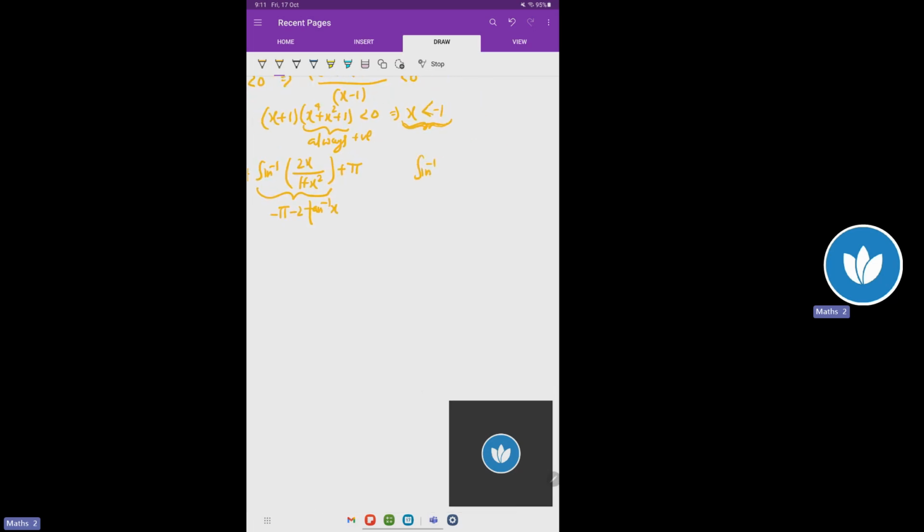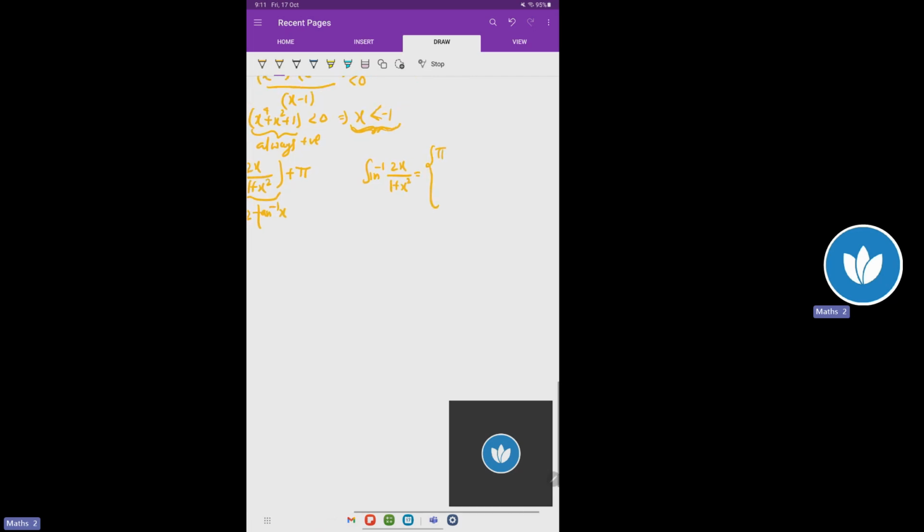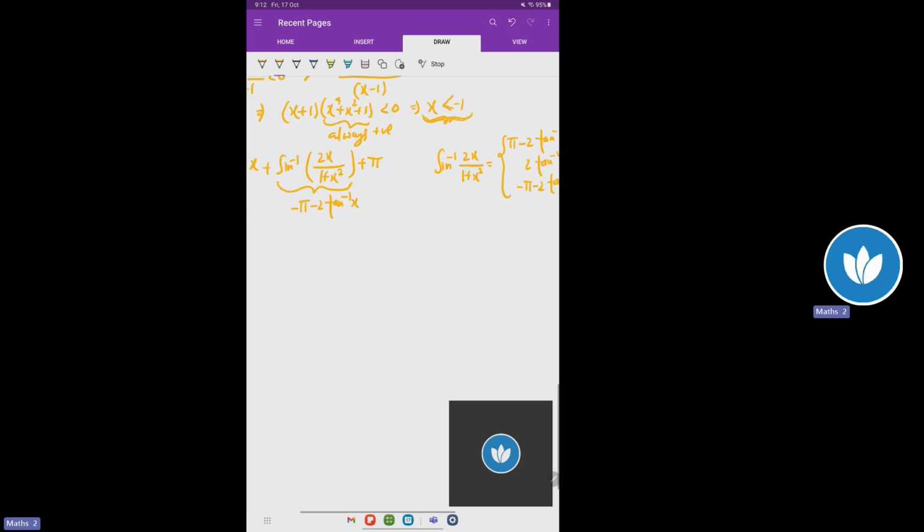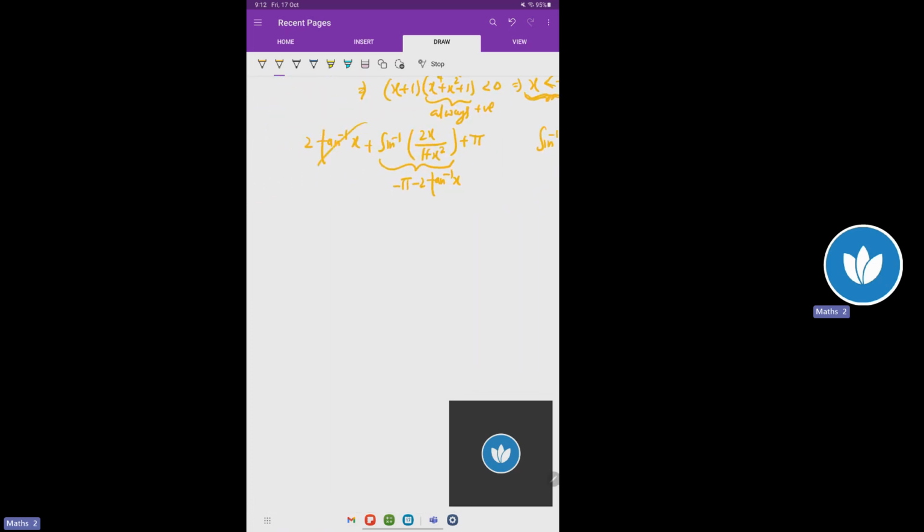Sine inverse 2x upon 1 plus x square is equal to pi minus 2 tan inverse x when x is from 1 to infinity, 2 tan inverse x when x is from -1 to 1, and minus pi minus 2 tan inverse x when x is less than -1. You can also prove this, or it's better you remember this directly. This and this would cancel, and this would also cancel. So final answer would be 0. Now let's move to next question.